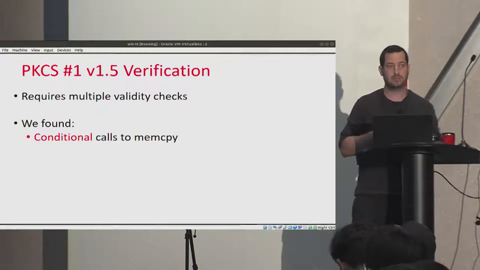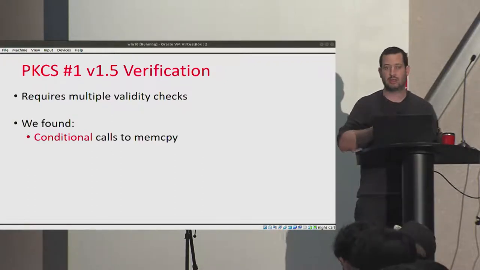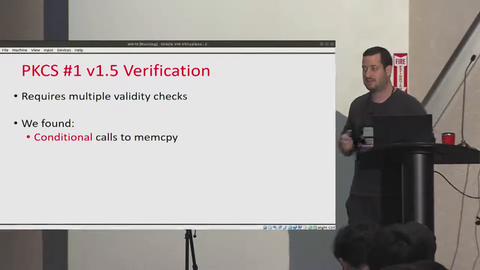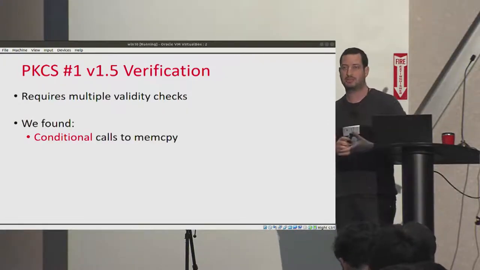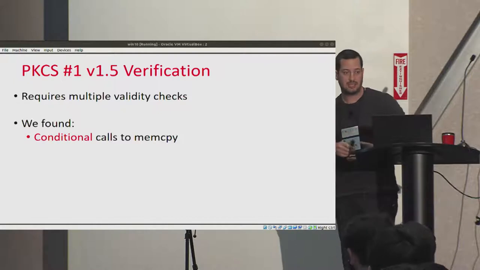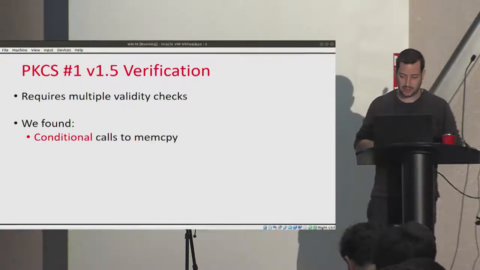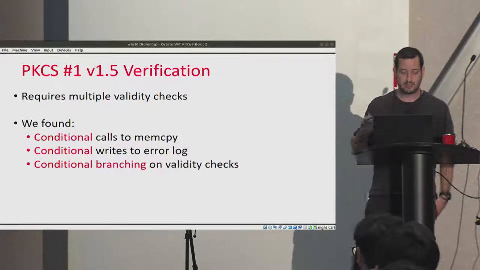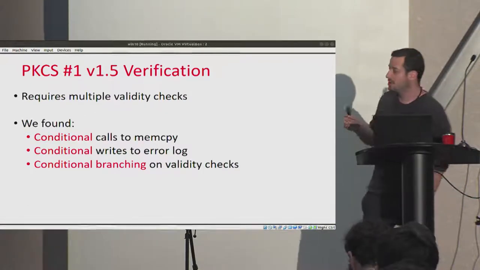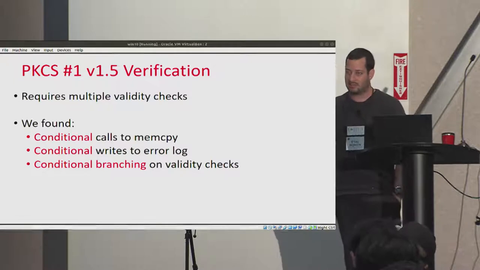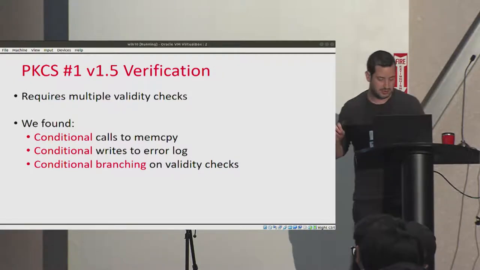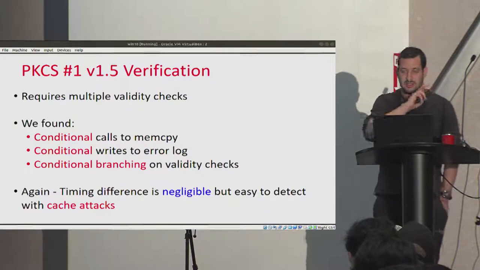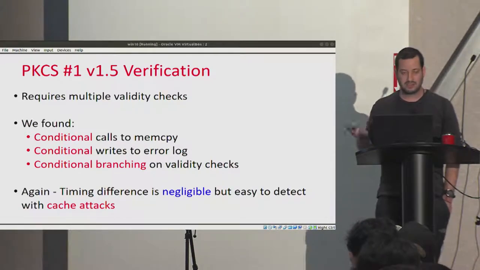So in some cases, the library only copied the plaintext to the outside if the padding is valid. Otherwise, they simply leave the buffer alone. There were conditional writes to the error log if the verification fails, and conditional branching of the different validity checks, which was nice because they gave us many types of more efficient Bleichenbacher oracles. And again, the timing difference is relatively negligible, but it's very easy to detect.